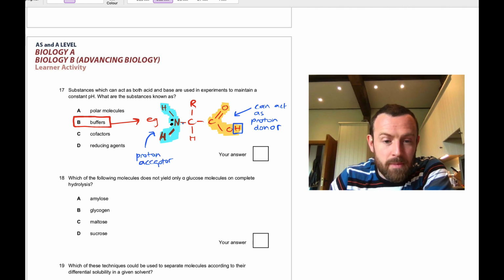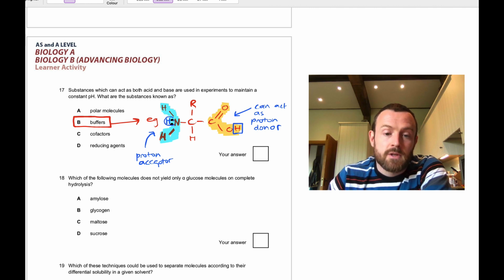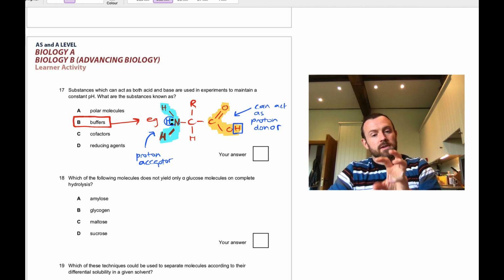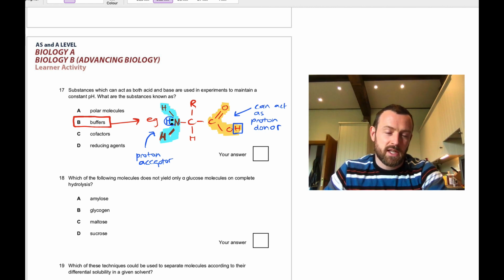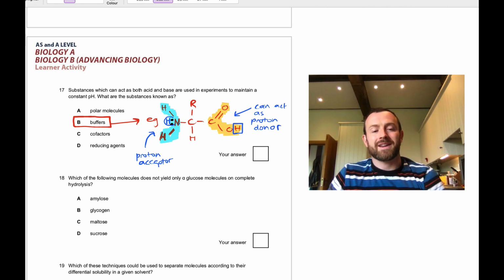That's just going a little bit beyond, and then we put the H there and it would kind of do this, wouldn't it, I think. It's going a little bit beyond the A-level biology syllabus, pushing into the chemistry syllabus to explain how an amino acid can act as a buffer.